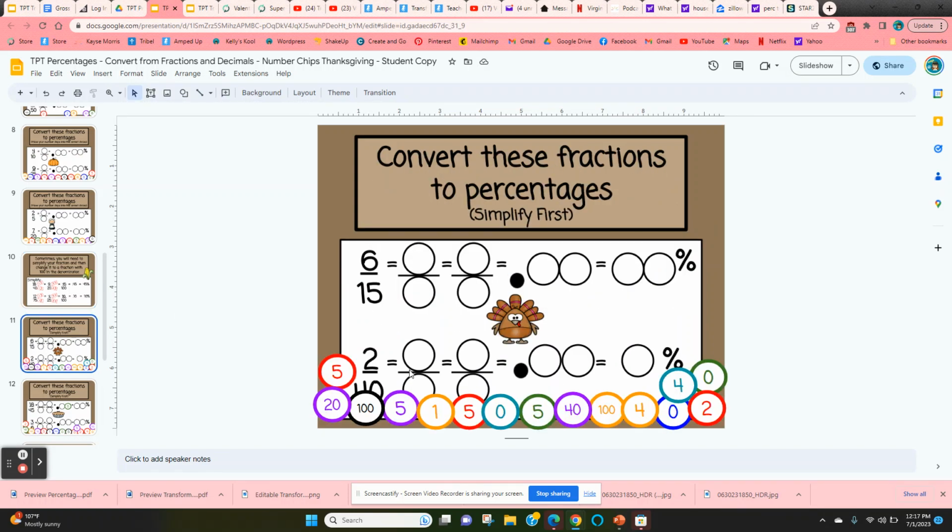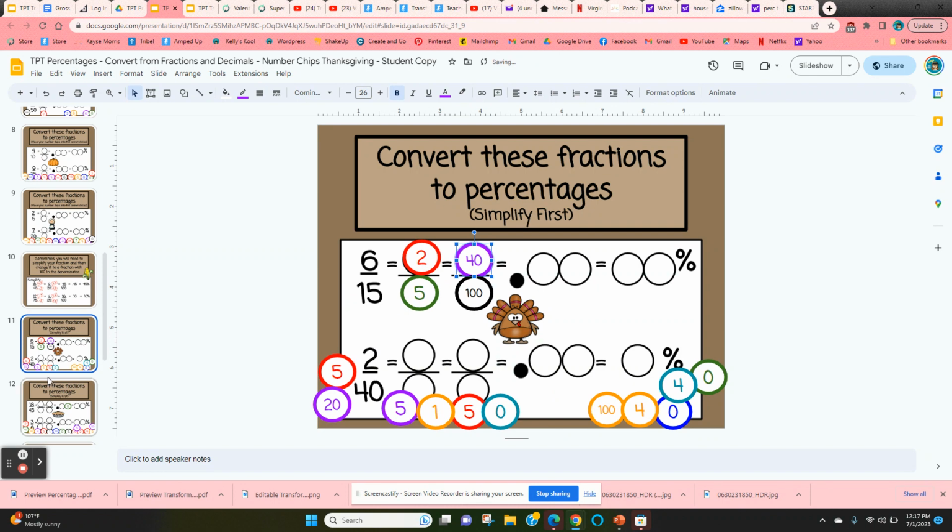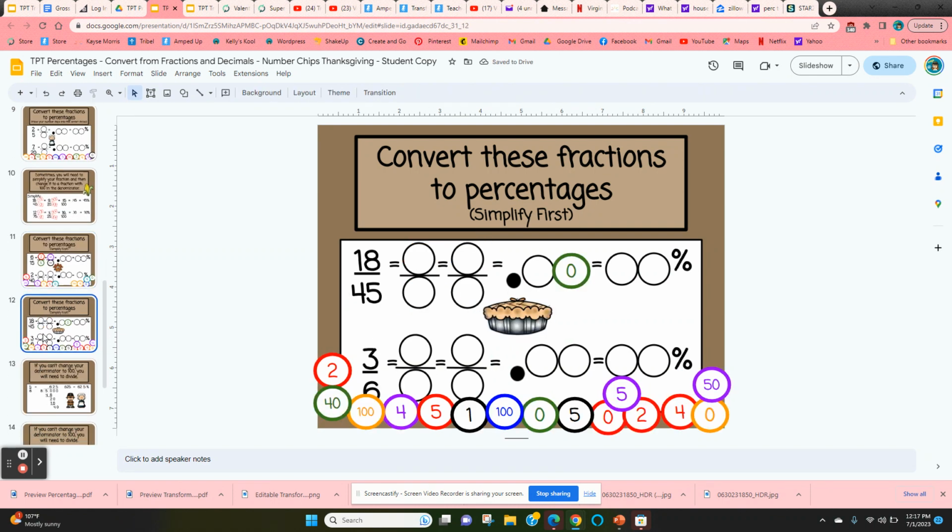So here, if they divide the numerator and denominator by 3, they get 2/5. And now from 2/5, they can multiply, getting an equivalent fraction with 100 in the denominator by multiplying by 20, and so on. So simplifying first. They're going to do that on the next slide also.